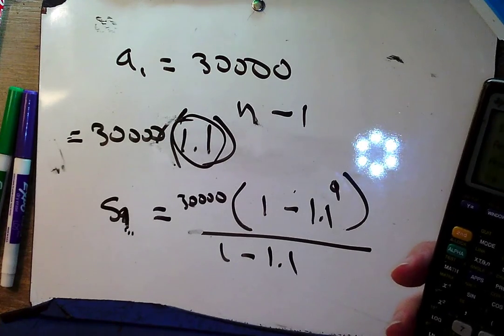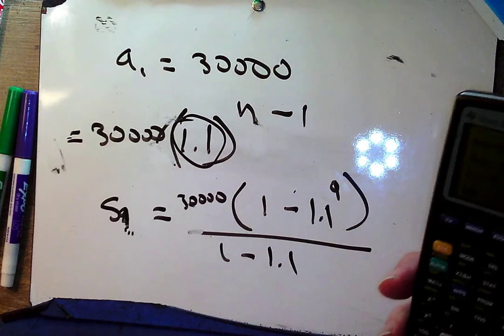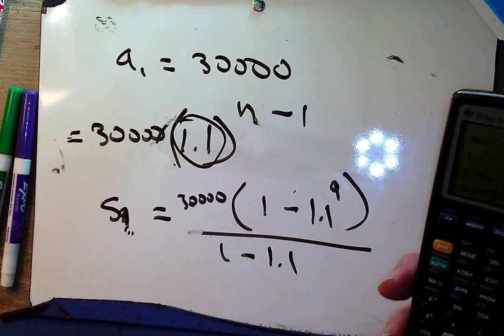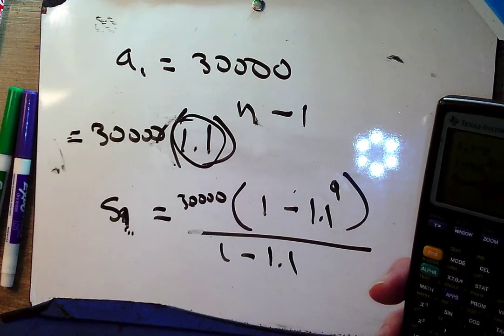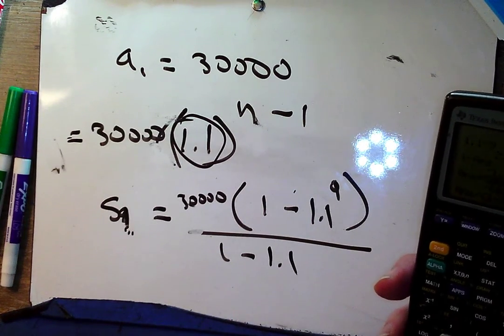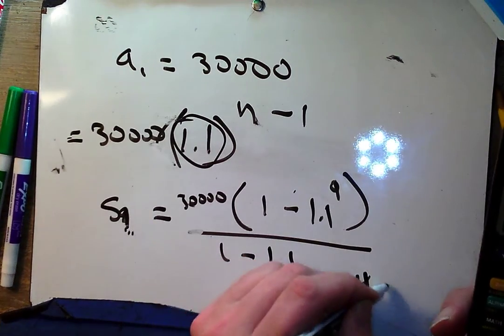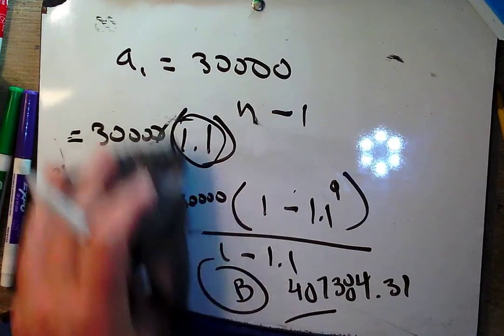Don't be rounding this. 1.1 raised to the 9th. Okay, and I want 1 minus that number. I want to multiply that by 30,000. And then I want to divide that by 1 minus 1.1. And I get 407,384.31. There's choice B. Wow, she made $400,000 in under 10 years. Good for her.